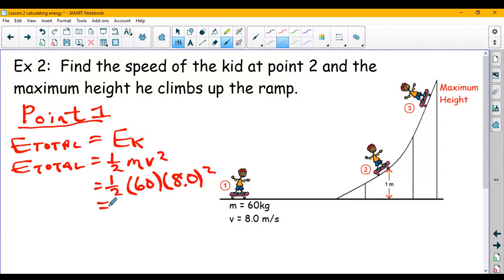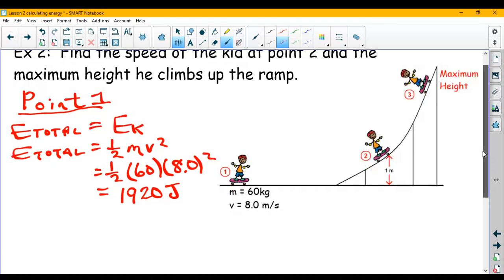I need to find the total energy every time. Most people get this confused. This is where people go wrong. It's not that hard once you get used to it, but you always have to find your total energy. That will give you all the information you need for one spot. So I got 1,920 joules. That's my total energy in this system.